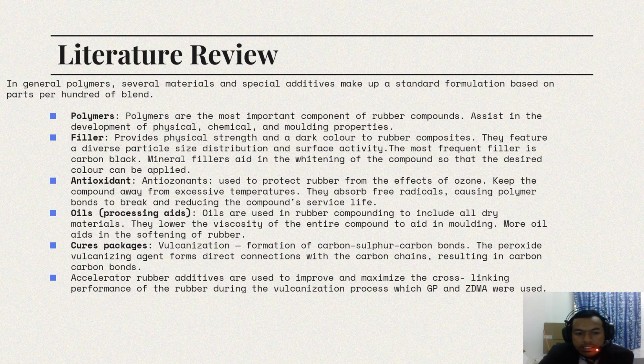Lastly is cure packaging, which is vulcanization for formation of carbon-sulfur-carbon bond. The peroxide vulcanizing agent forms direct connection with the carbon chain, resulting in carbon-carbon bond. The accelerator rubber additives are used to improve and maximize the cross-linking performance of the rubber during the vulcanization process, for which GP and ZDMA were used.